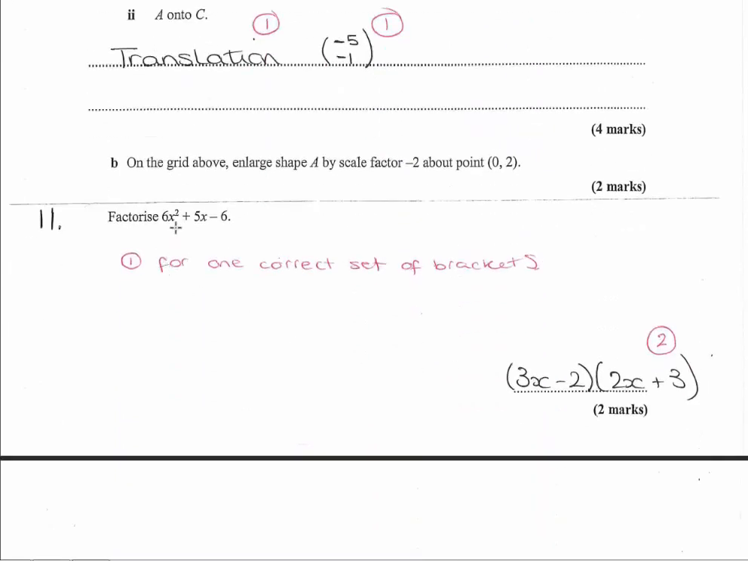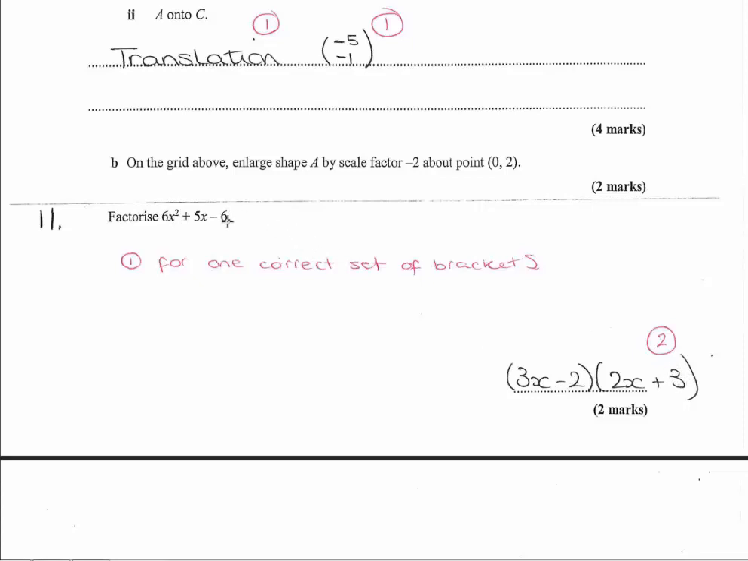Factorise 6x squared plus 5x minus 6. So we need to split this into 2 brackets. Now they've told us to factorise it. That means it must factorise. We need to put in numbers here. So 3x times 2x makes 6x squared and minus 2 times 3 makes minus 6.